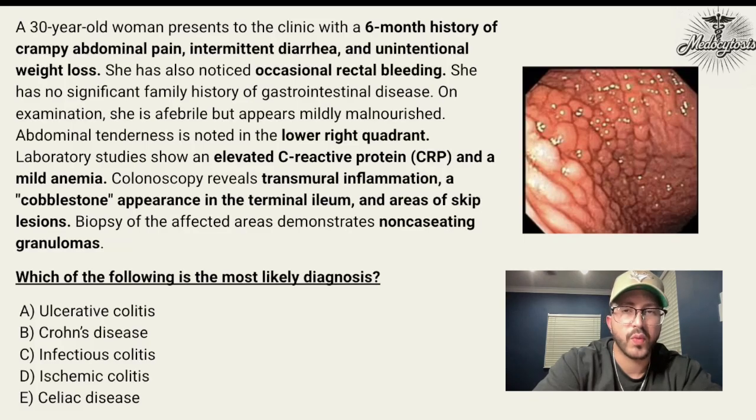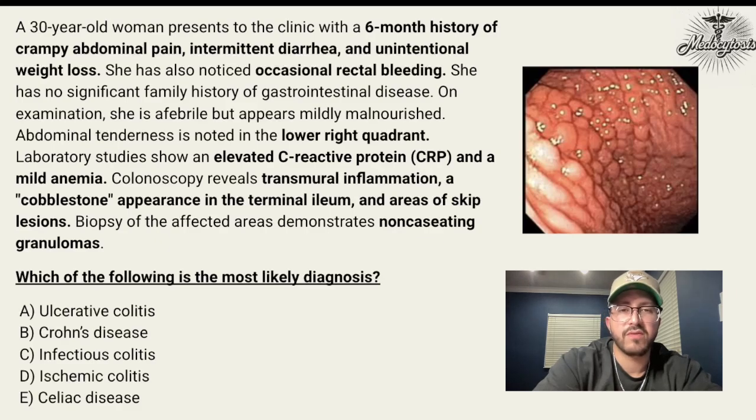She's also noticed occasional rectal bleeding. She has no significant family history of GI disease. On examination, she is afebrile but appears mildly malnourished. Abdominal tenderness is noted in the lower right quadrant. Lab studies show an elevated CRP and anemia.